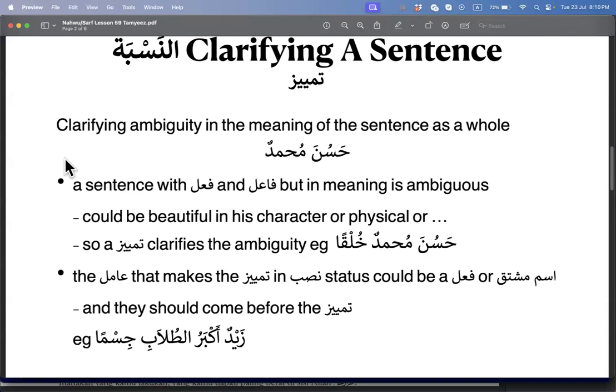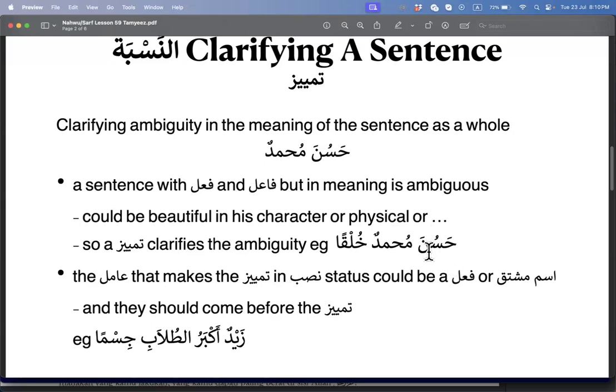So here we have a tamyiz that clarifies the ambiguity in the meaning of the sentence as a whole. For example, if we have Hasuna Muhammadun: Hasuna, beautiful, fi'il madi; Muhammad is fa'il. What is beautiful exactly? Is it the character? Is it the physical? What is it exactly?